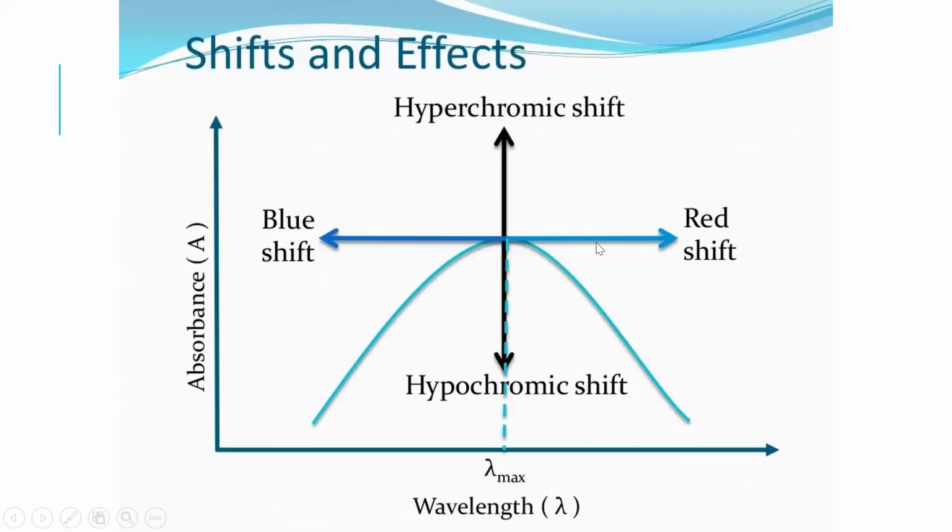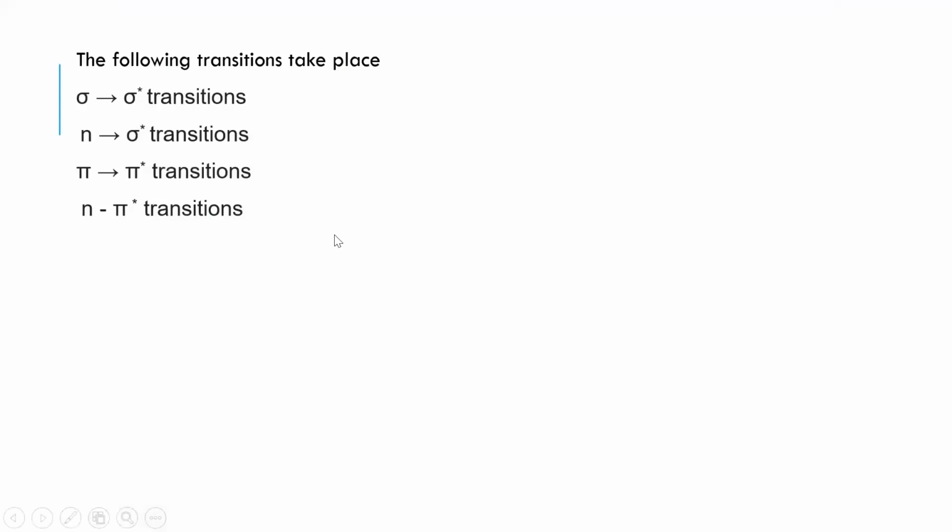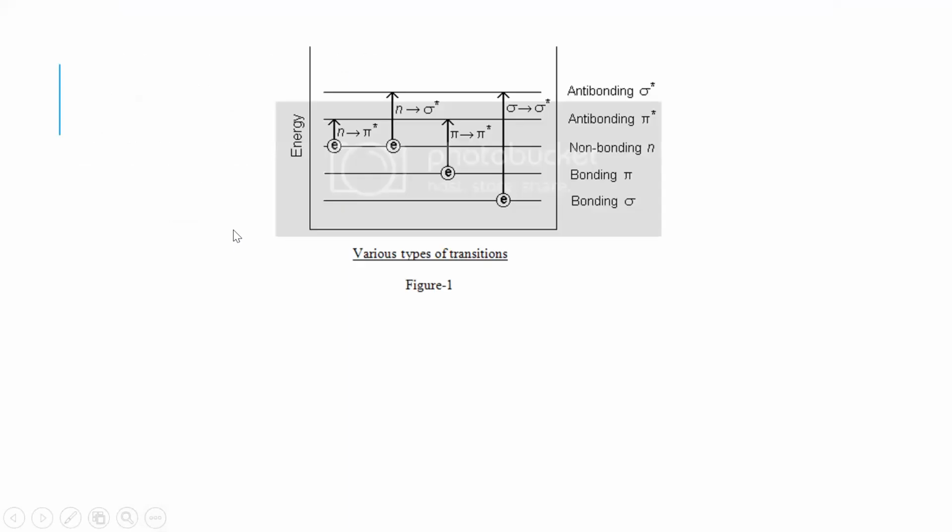Bathochromic shift or red shift is increase in the lambda max value. Hypsochromic shift or blue shift is decrease in the lambda max value. Increase in the intensity of absorption is known as hyperchromic shift, and decrease in the intensity of absorption is known as hypochromic shift. Next topic is different transitions in UV visible spectroscopy. There are 4 different types of transitions: sigma star transitions, n sigma star transitions, pi star transitions, and n pi star transitions. We'll discuss in detail.